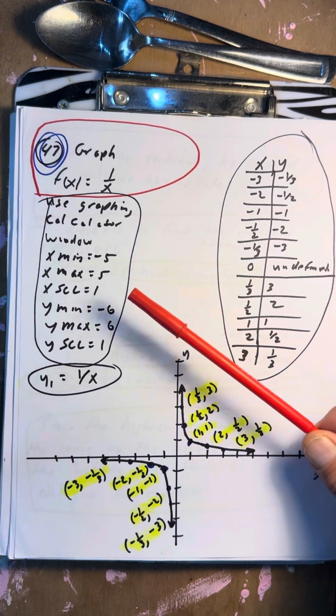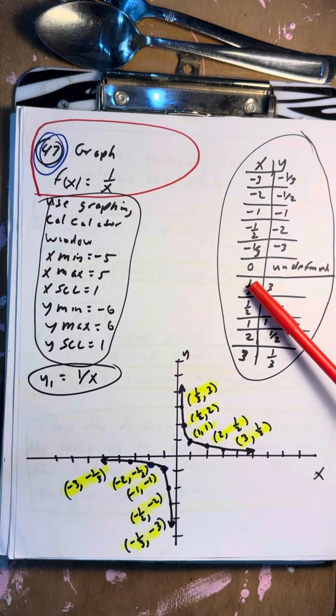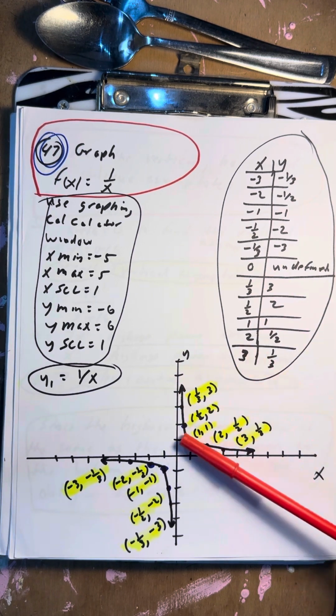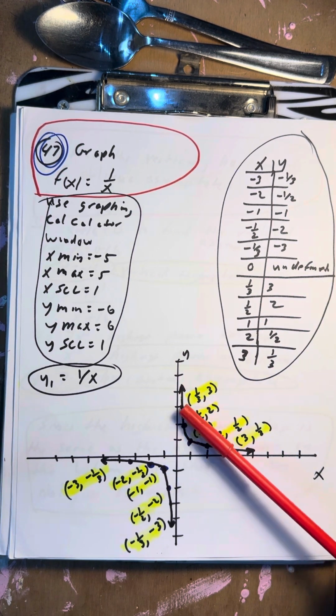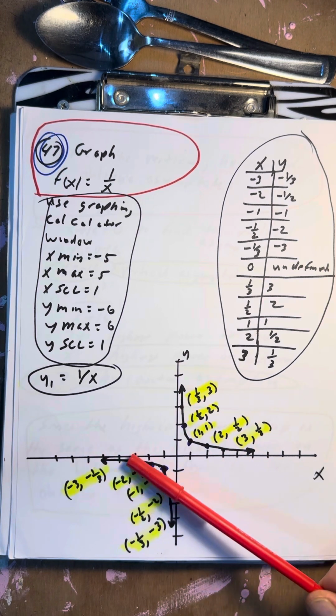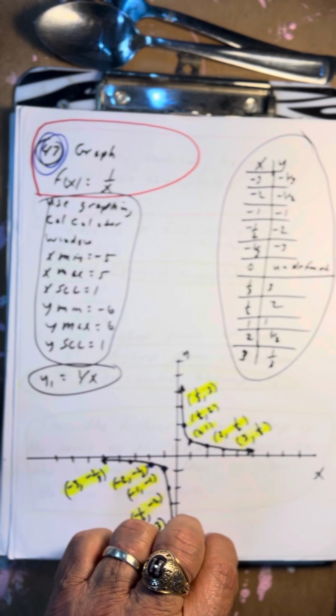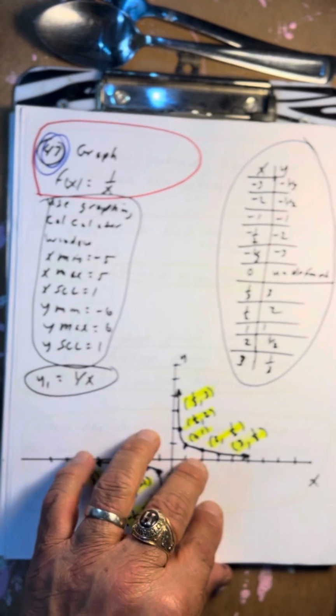If you put 0 in there, 1 over 0, it doesn't work. Undefined. But then everything else, at 1/3 I got 3, and I got the 2, and then I got the 1, and it goes this way. So this one goes this way, and it goes this way. That's the graph of f of x equals 1 over x.